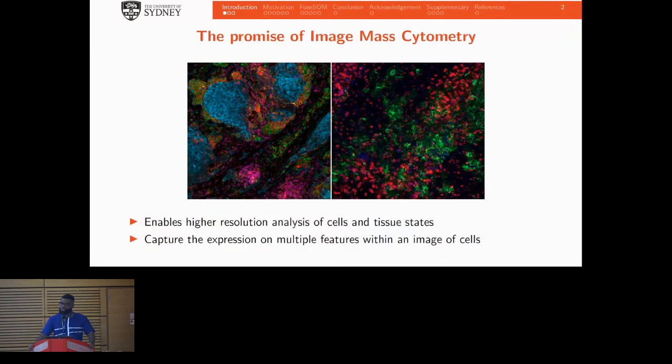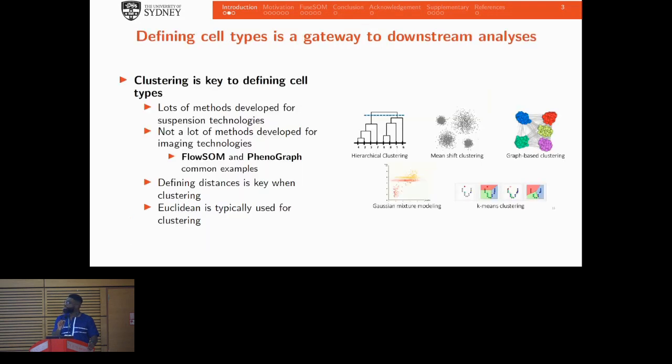By way of introduction, imaging cytometry has really changed how we look at cells. We're now able to have higher resolution when looking at cells, which enables us to capture expressions of multiple cell types and intercellular cell states. Doing so has enabled us to answer much more complicated questions. However, a gateway to answering these questions is clustering, by which we find similar cell types and aggregate them together. For flow cytometry data, there are a lot of methods that have been developed. However, for imaging mass cytometry, not so much.